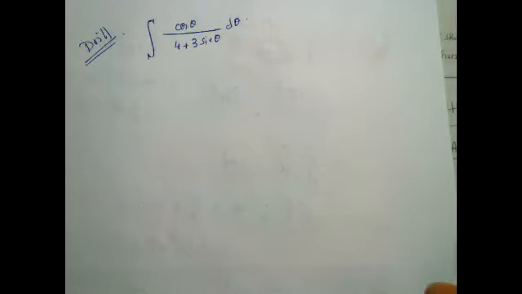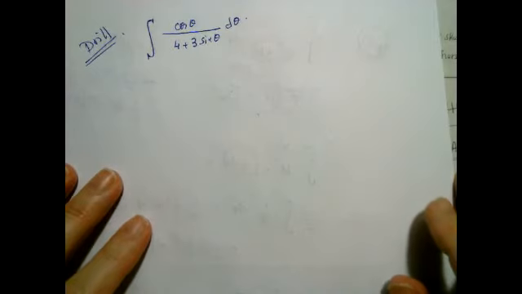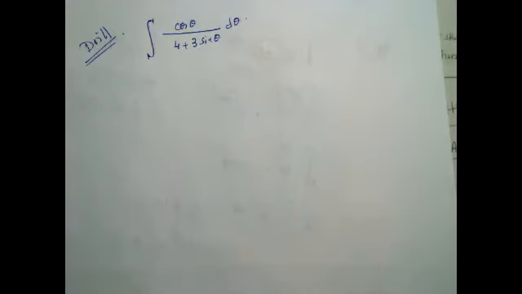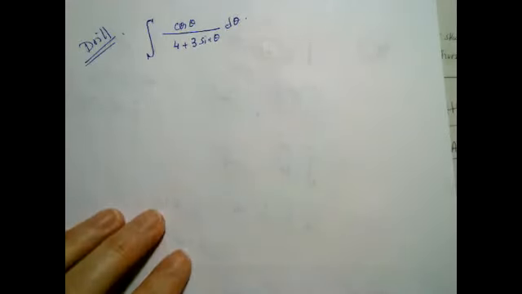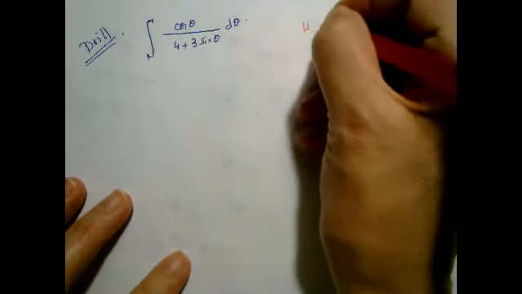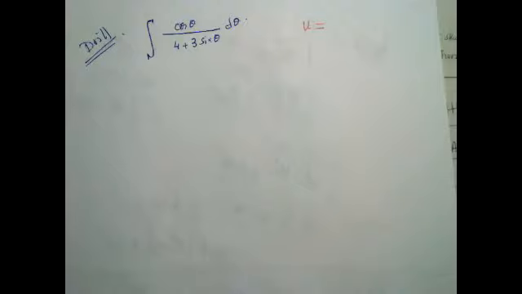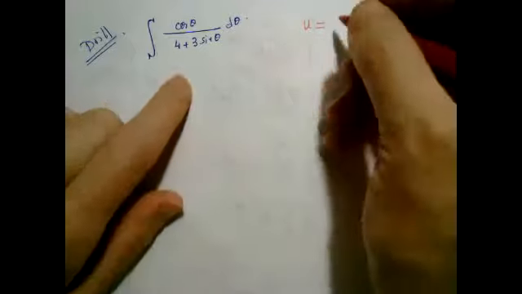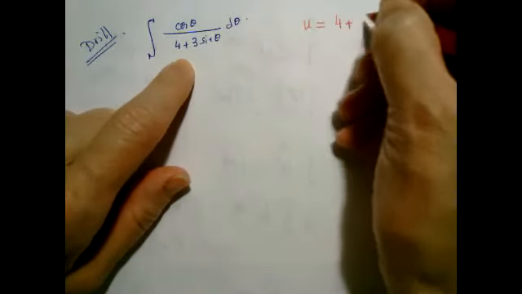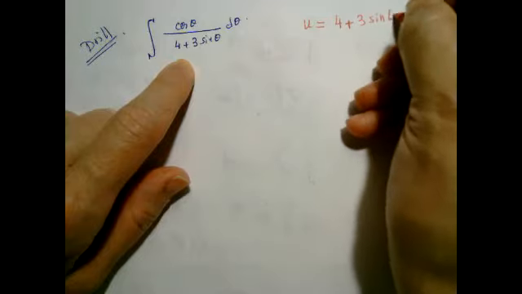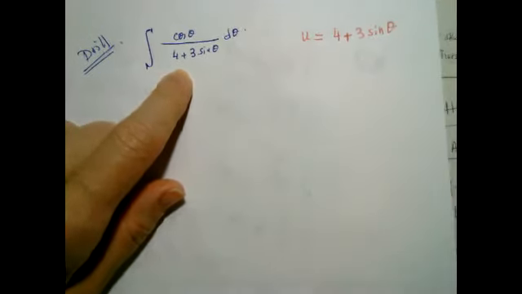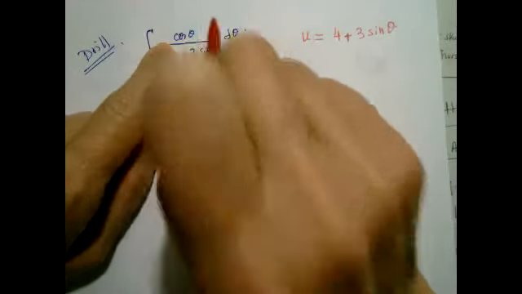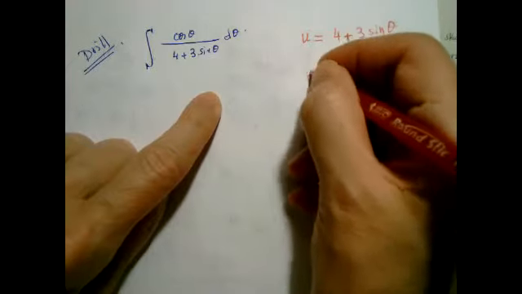I just want to make sure the bottom part is 4 plus 3 sine theta, right? Yes, absolutely. So what do you think I'm going to pick my u to be? Exactly. I have to pick it to be the whole denominator, 4 plus 3 sine theta, because we see that its derivative is the cosine, which is actually staring at me in the numerator. And then here I compute the du.